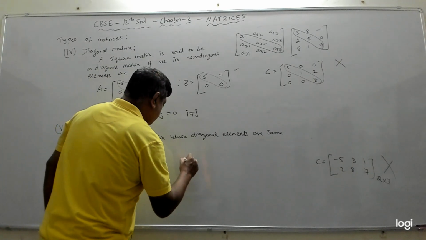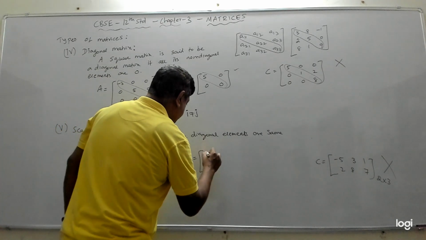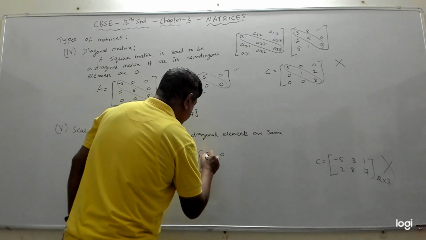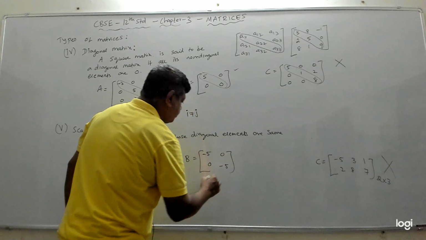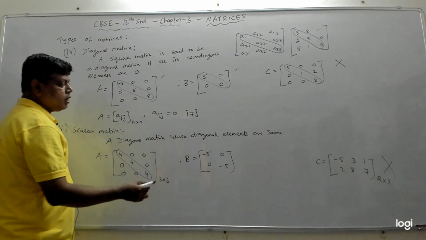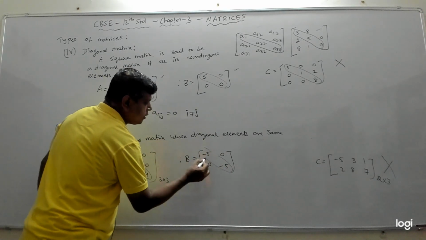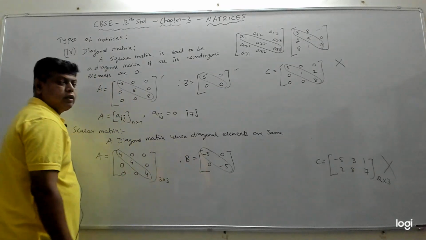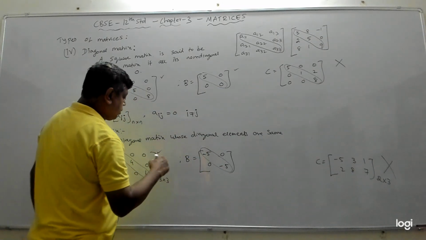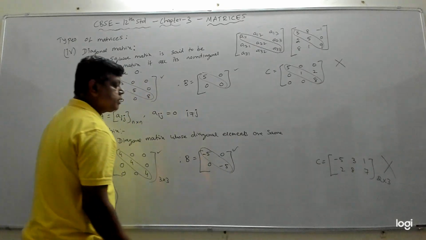Right? I can have another example. B is like this: 5 0, 0 5, with both diagonal entries the same. Now again, it's a diagonal matrix because the non-diagonal elements are 0, and the diagonal elements are the same. So it is an example of a scalar matrix.